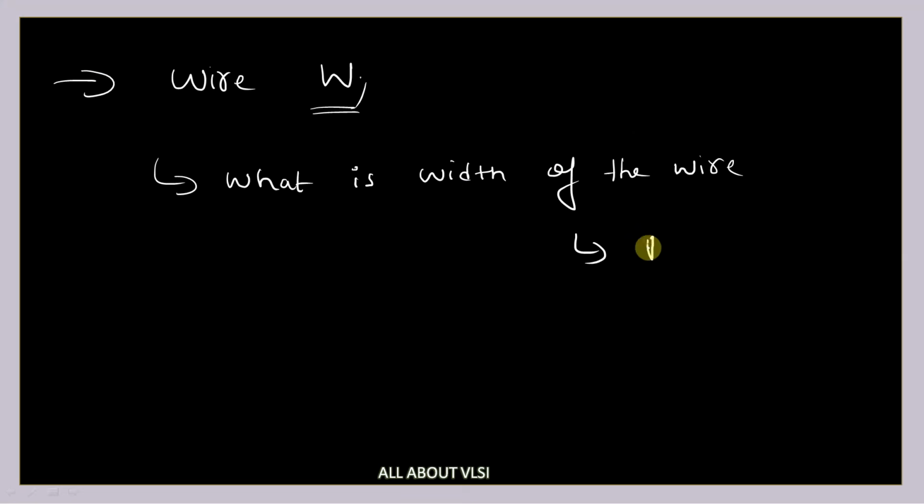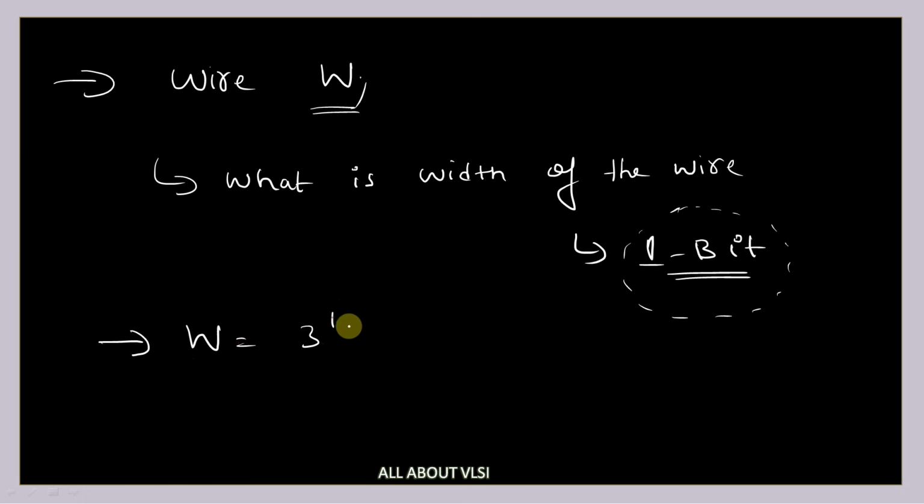So here we can only drive one bit of data onto this wire. If I simply declare wire W, then I can only drive one bit of data onto this wire. Is this clear for everyone? So if I write assign W is equal to 3 tick binary 001, then what is going to happen?